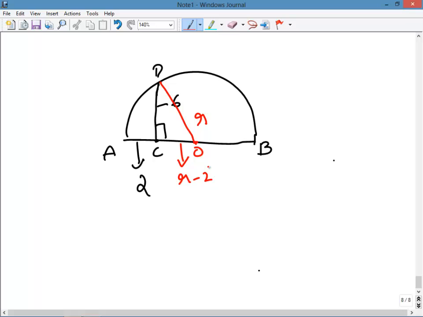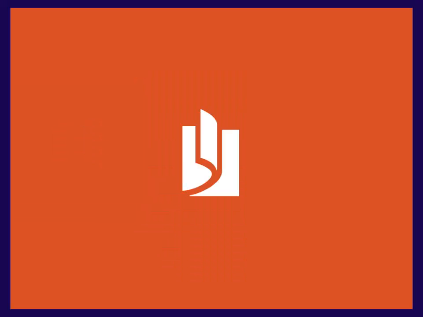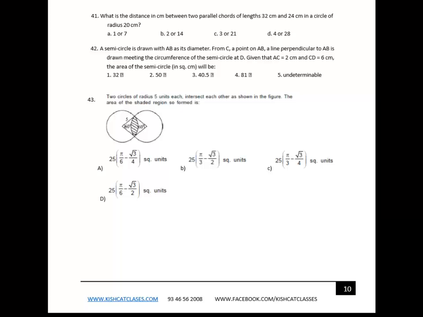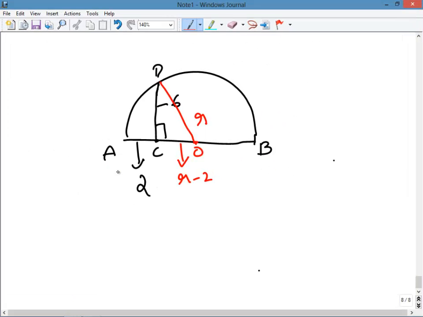Every single time, whenever you come across any question, you are going to apply the concepts that we have already covered. And these are simple concepts, we have already learned them in our 8th, 9th, 10th standard. Now finally, 43. We have already solved this question actually. 43 also comes actually.